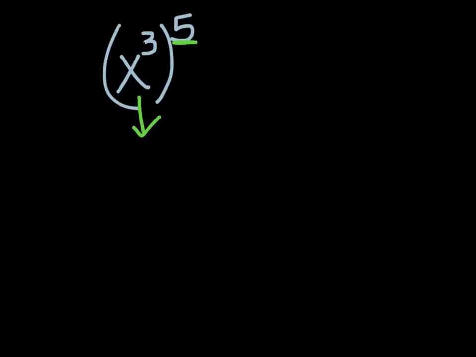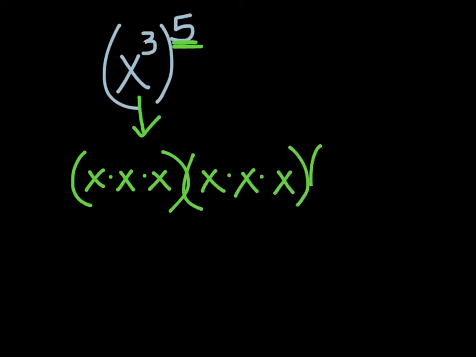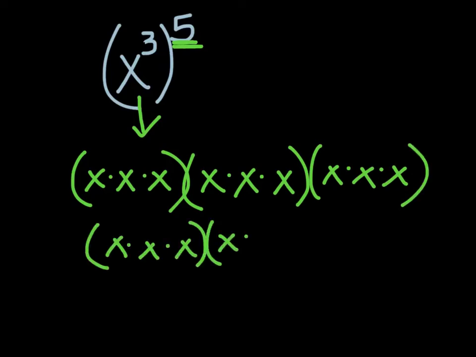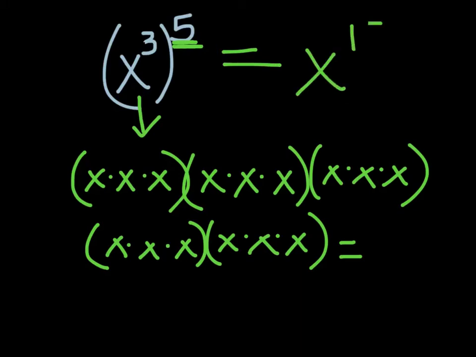So this x to the third means x times x times x. And I need to do that 5 times. So there's 2 times, a third time, a 4th time, and a 5th time. Now you just look at how many x's I have. There's 15 of those there, so a better way to rewrite that is x to the 15th.